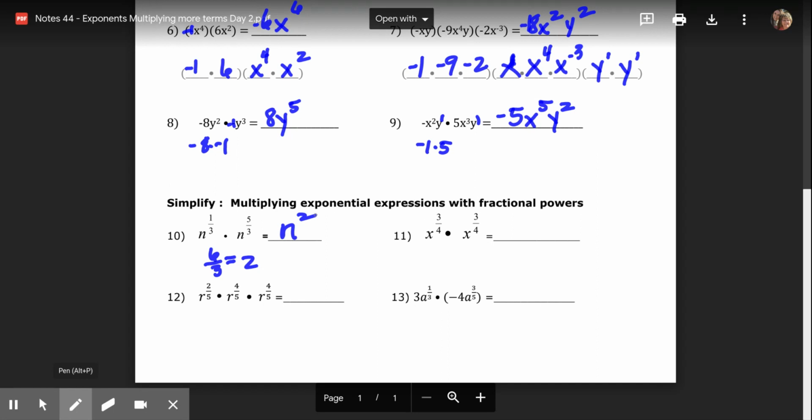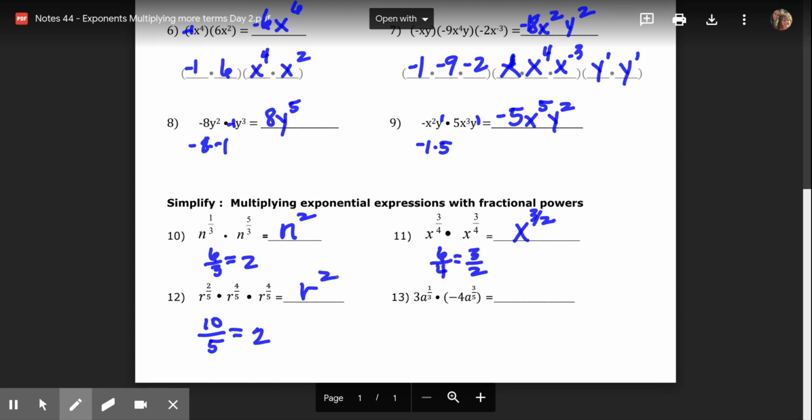Here we've got 3/4 plus 3/4 is 6/4, and then you need to reduce that by 2. So that would give you 3/2. So your final answer would be x raised to the 3/2 power. Number 12, you've got 2/5 plus 4/5 plus 4/5 again. So 2 plus 4 is 6, plus 4 is 10. So you have 10 over 5, which reduces to the whole number 2. So this would be r squared.